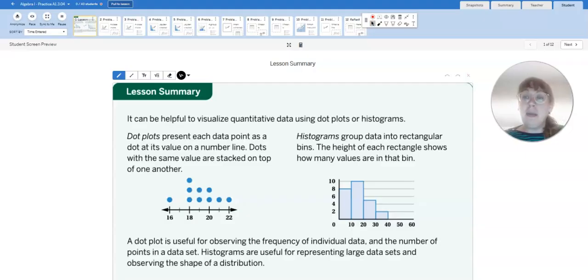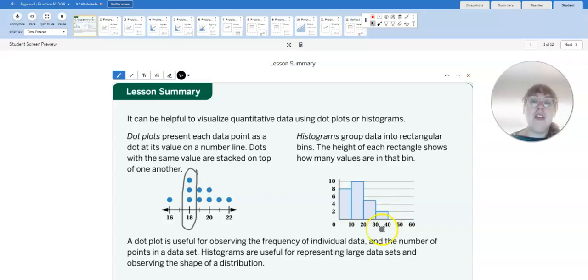So we have our little summary page here. It can be helpful to visualize quantitative data, right? Data that's going to have a number as a value, using dot plots or histograms. Dot plots represent each data point as a dot and its value on a number line. Dots with the same value end up stacking on top of another. So here we see there's 3 18s.